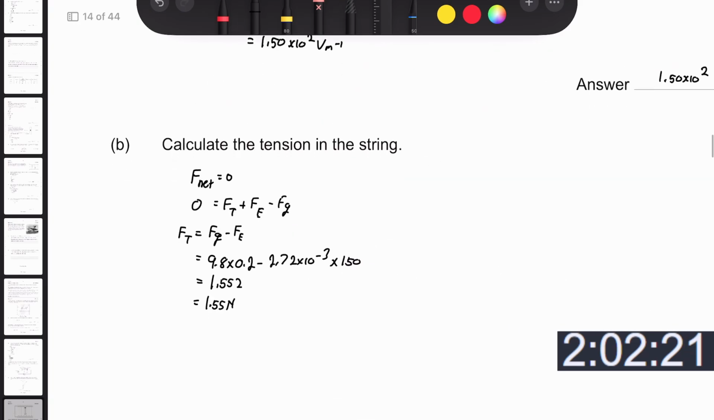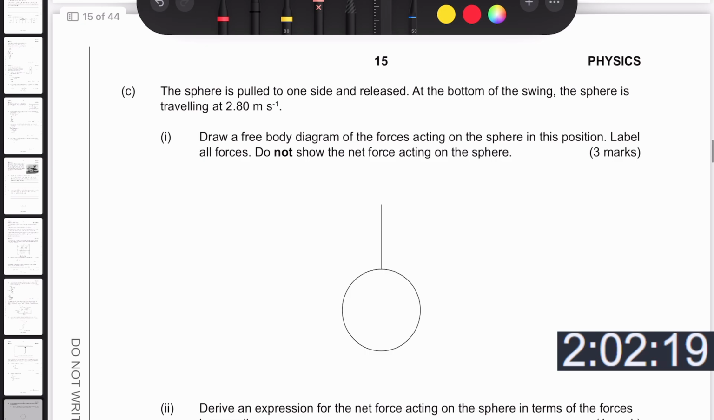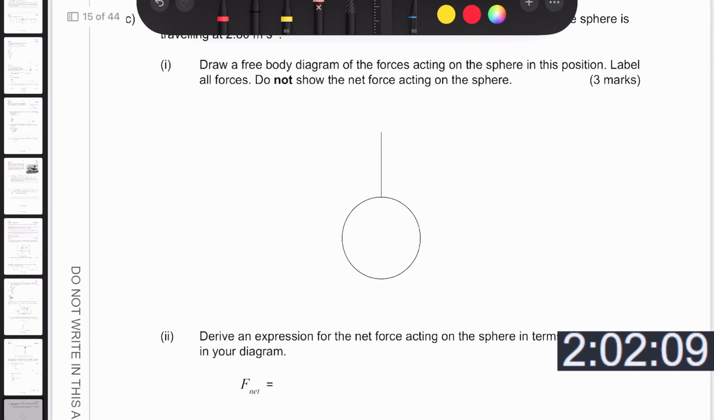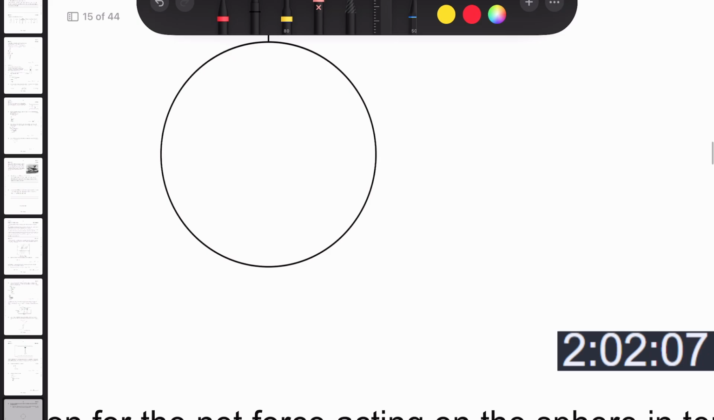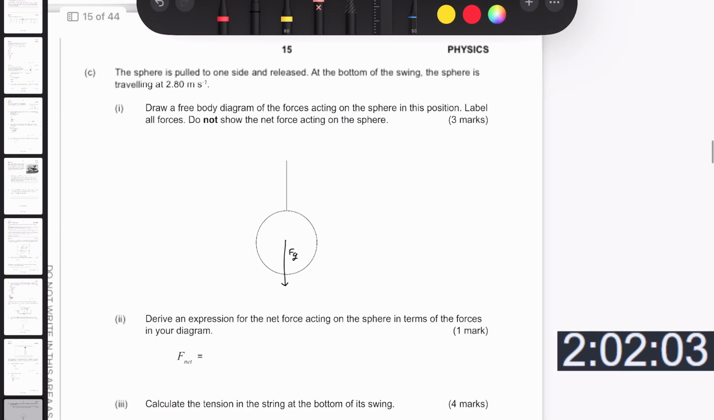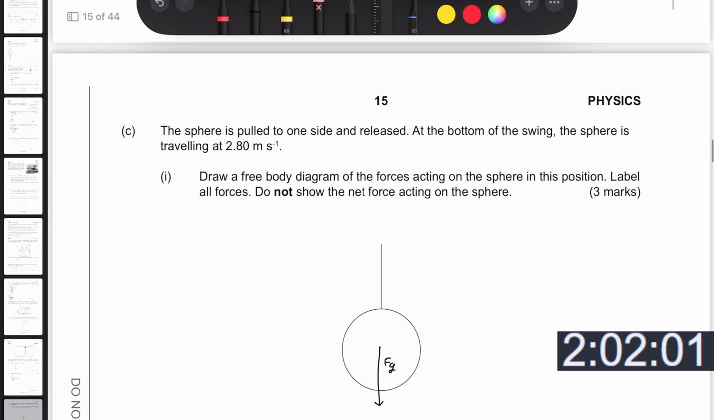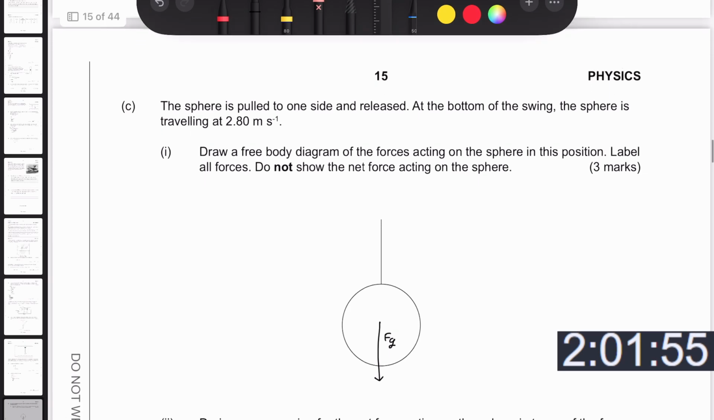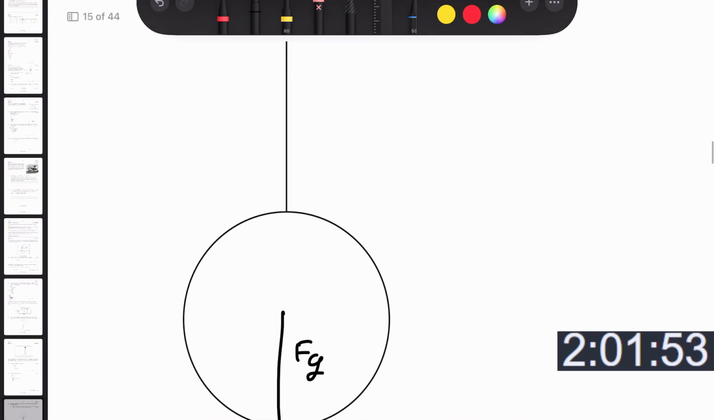Oh, very interesting question. Okay, the sphere is pulled to one side and released. At the bottom of the swing, the sphere is traveling at 2.8 meters per second. Draw a free-body diagram of the forces acting on the sphere in this position. Label all forces. Do not show net force acting on the sphere. So we have some F of G.